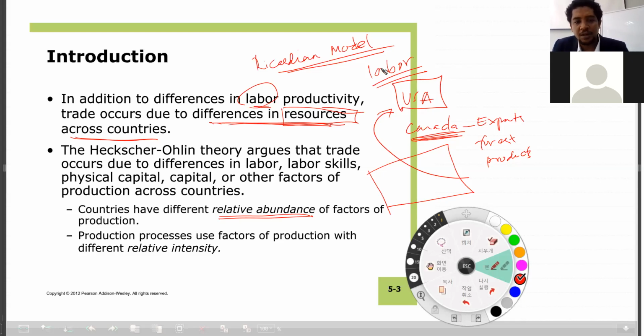So production processes use factors of production with different relative intensity. This relative intensity, or the production intensity, could also be influenced by the technology available to production, okay? So you have to make sure here that what differentiates the Heckscher-Ohlin theory or model from the Ricardian model is that Heckscher-Ohlin considers that there are other factors of production like land, capital, and mineral resources than only labor, okay? So this is the introduction.